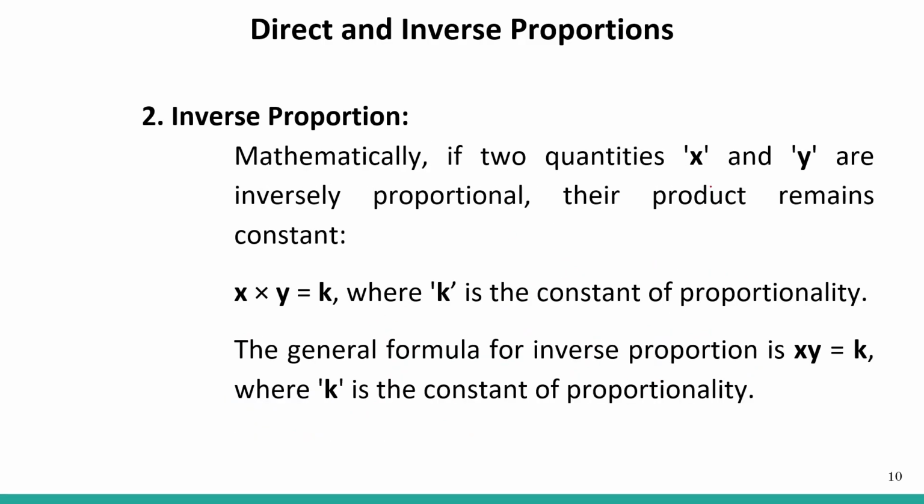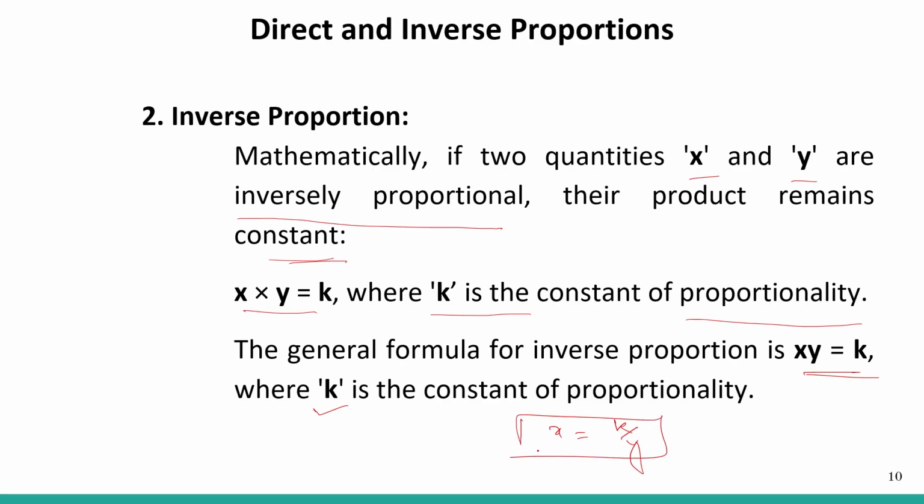Mathematically, if two quantities x and y are inversely proportional, then their product remains constant. So if xy is equal to k, where k is the constant of proportionality, then the general formula for inverse proportion is xy = k. We can also write that x is equal to k by y. This kind of relationship between them is followed.